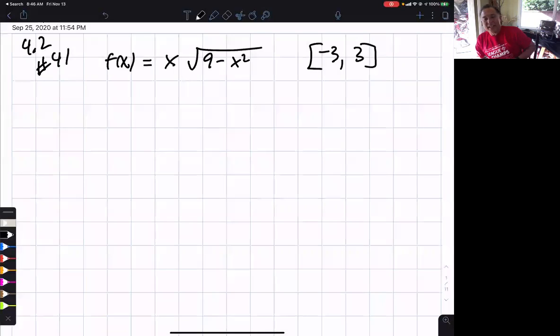All right, we are doing 4.2, number 41. They want us to find the relative max and relative mins and absolute max and absolute mins.